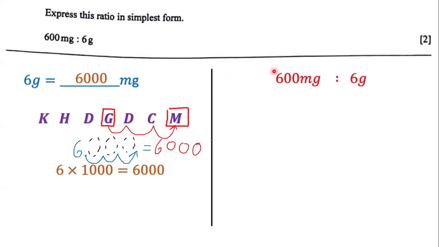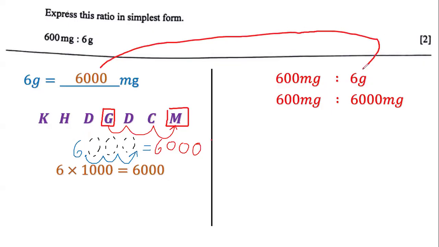So let's go back to the ratio. Remember the ratio is 600 milligrams to 6 grams. So how can I write this ratio now? What is the new ratio? It's not going to be 600 milligrams to 6 grams. It's 600 to 6,000. Very good. 600 milligrams to 6,000 milligrams. And the reason is that 6,000 milligrams is literally what 6 grams is.